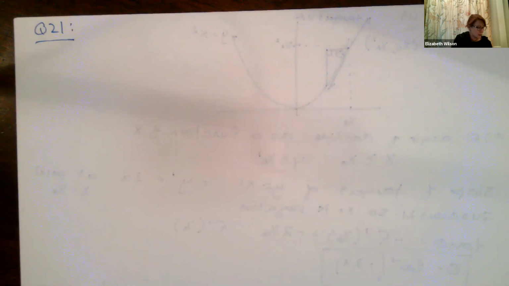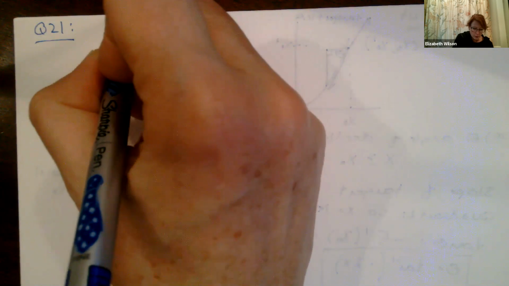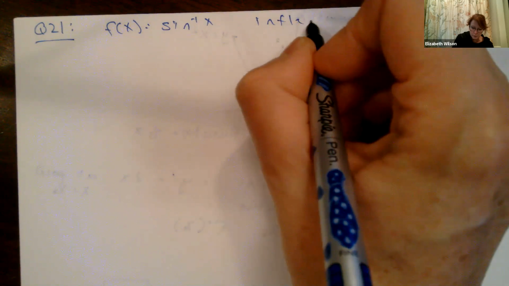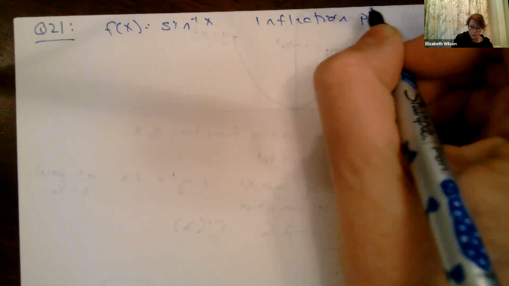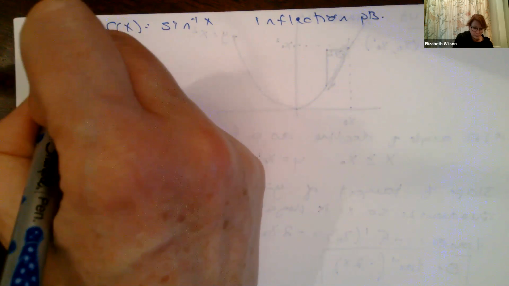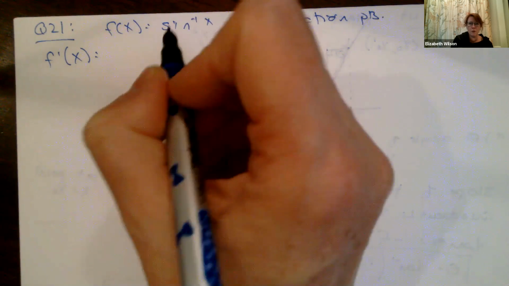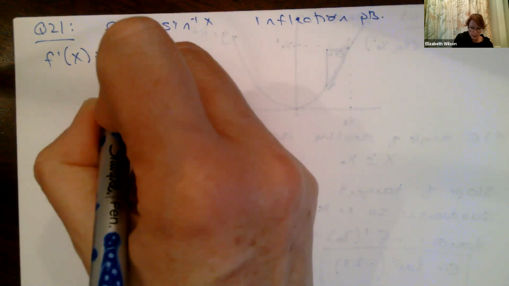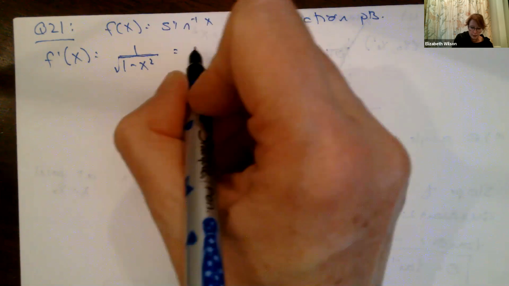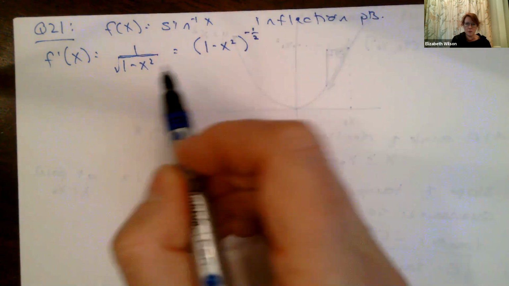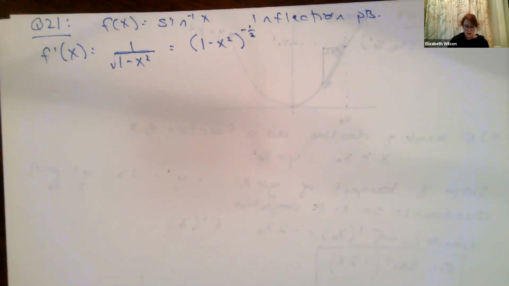Question 21 says we've got f of x equals inverse sine of x, and we're looking for inflection points, which implies that I need to do the second derivative, right? My first derivative is 1 over radical 1 minus x squared, but I'm going to write it like this: 1 minus x squared to the -1/2. So I can do the power rule on it, because I have to do the second derivative. I'm getting it set up for my power rule.